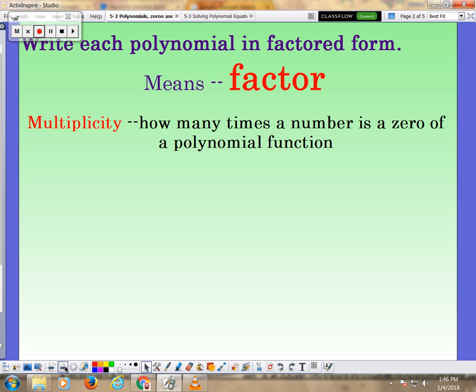Then in your homework tonight, you're also asked about multiplicity. They ask you to tell you what the multiplicity is of something. That's how many times a number is a zero. Not meaning the number is zero, but it's considered a zero of the function, because remember we talked about zeros of the functions are where it crosses the x-axis, right? It's those points of intersection. So it's the number of times it happens.